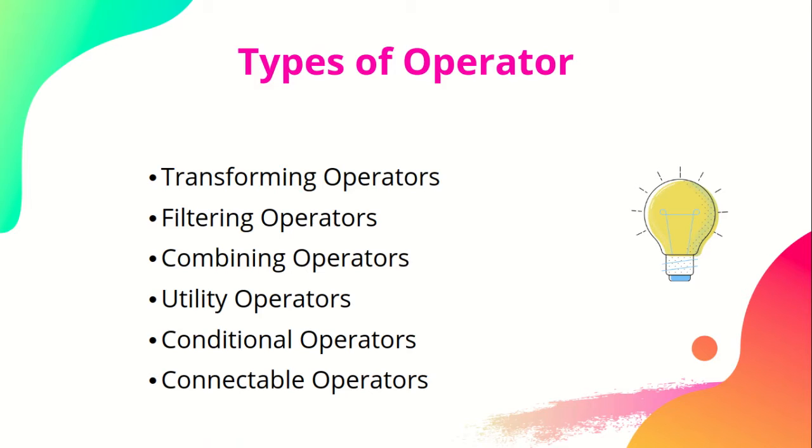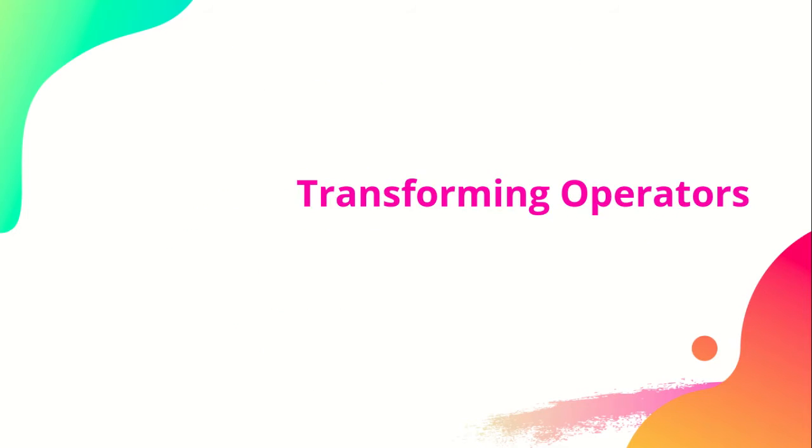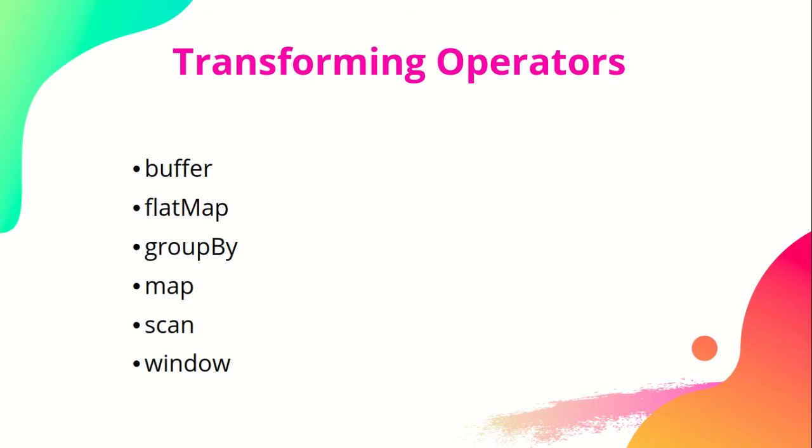Transforming operators are those operators which transform the observable and pass the data to the next layer. These are the main transforming operators available to us. The first one is buffer, then flatMap, groupBy, map, scan, and window. Let's go one by one and see what all these operators do for us.